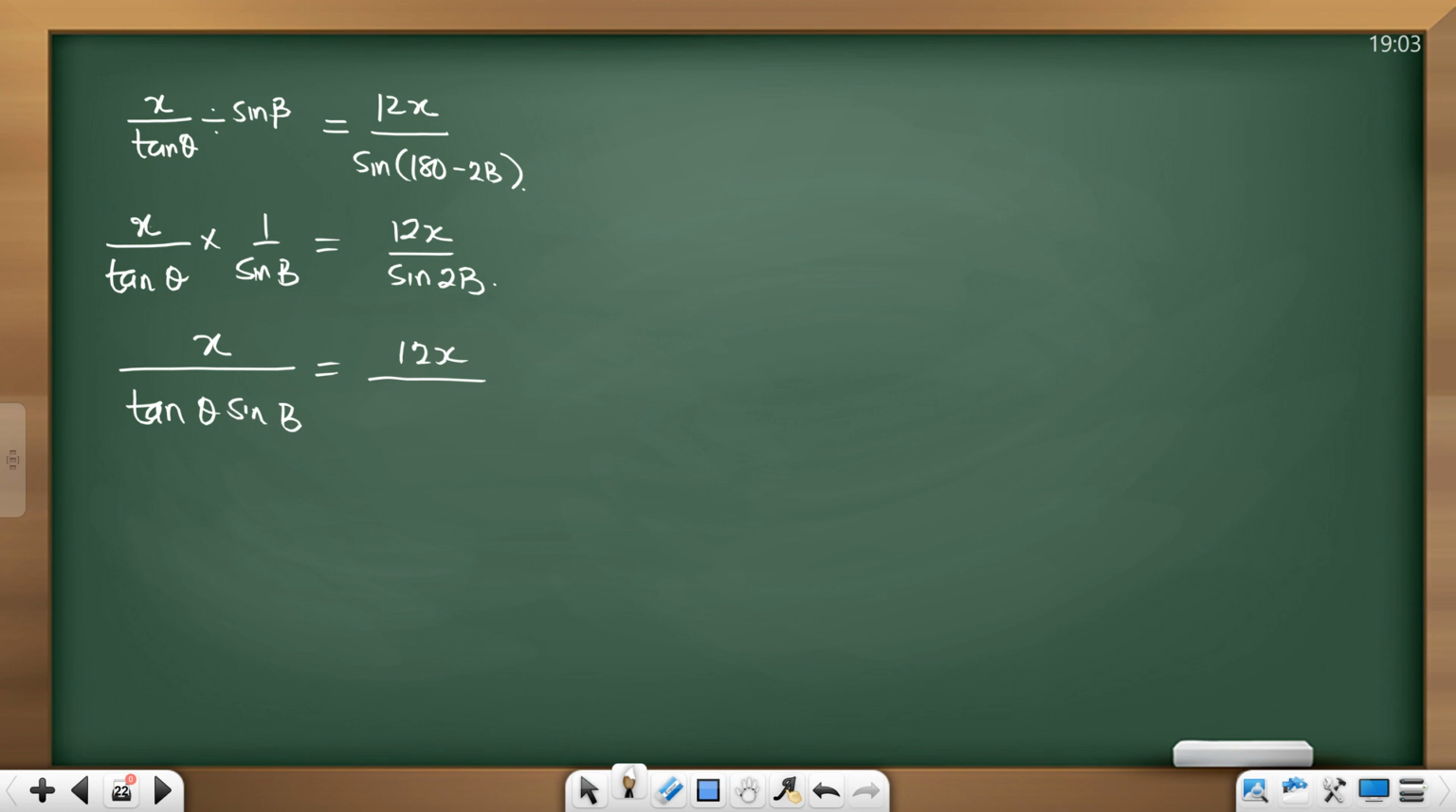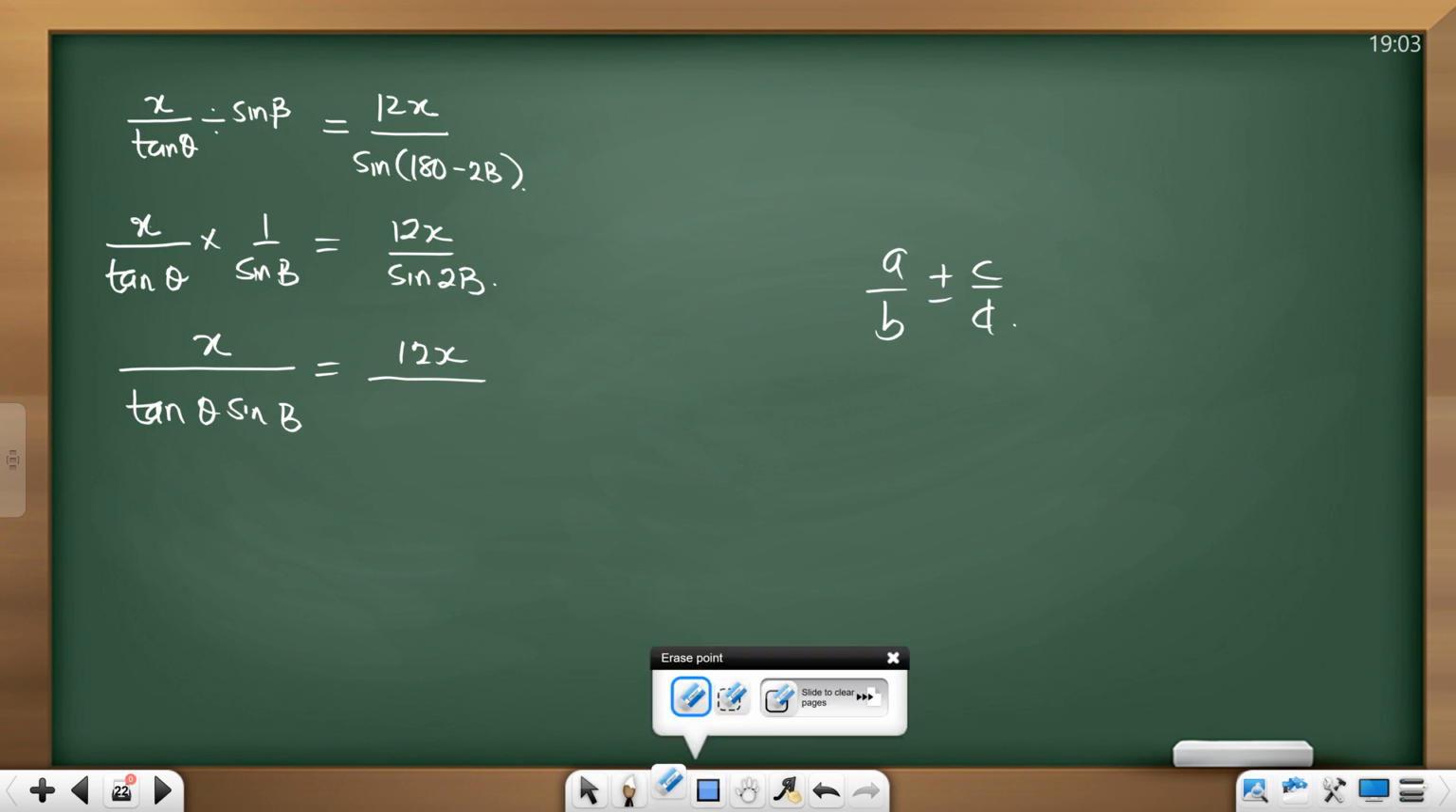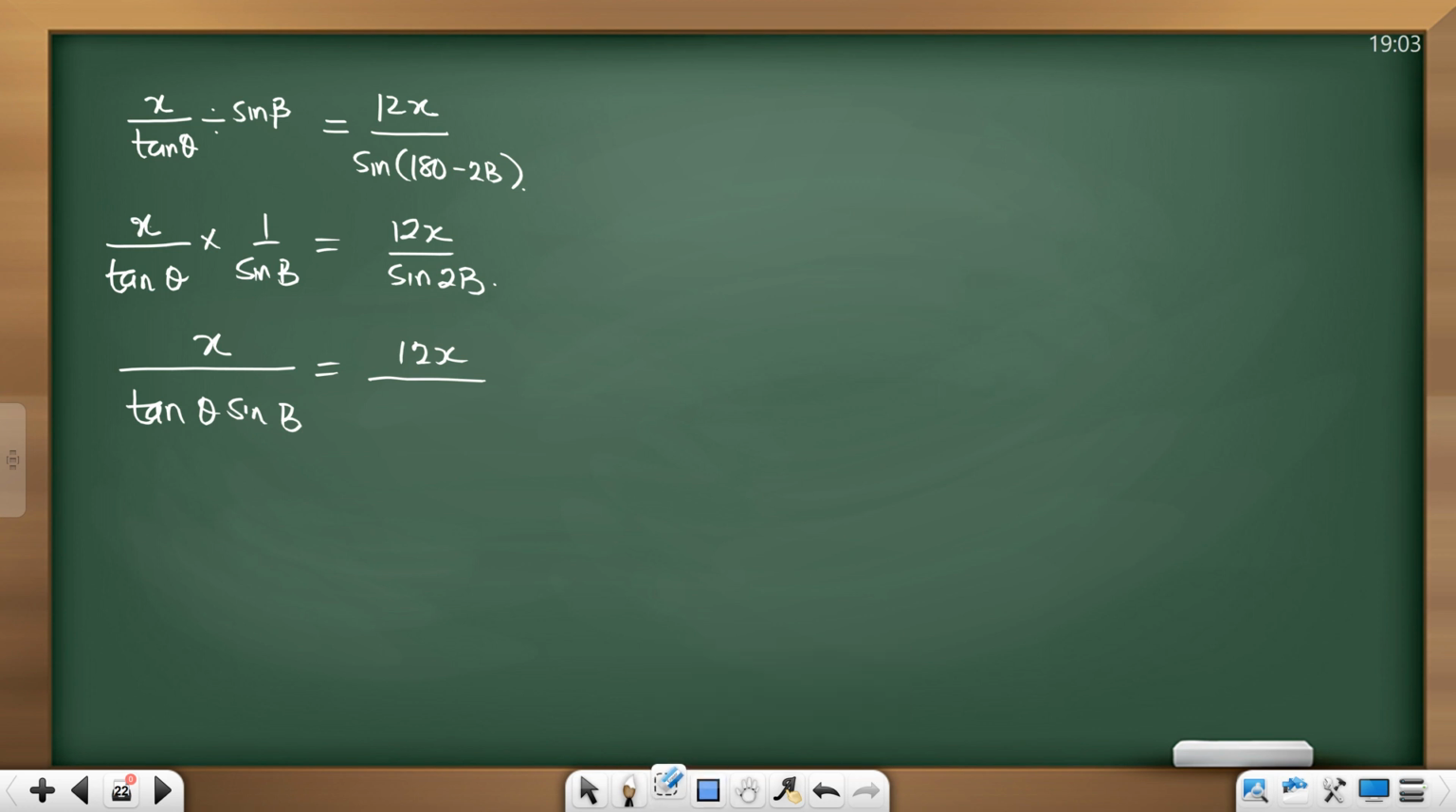That is addition. That one is plus and minus. A over B plus or minus C over D. Here we're just doing simple multiplication. What is this? 2 sine B cos B.